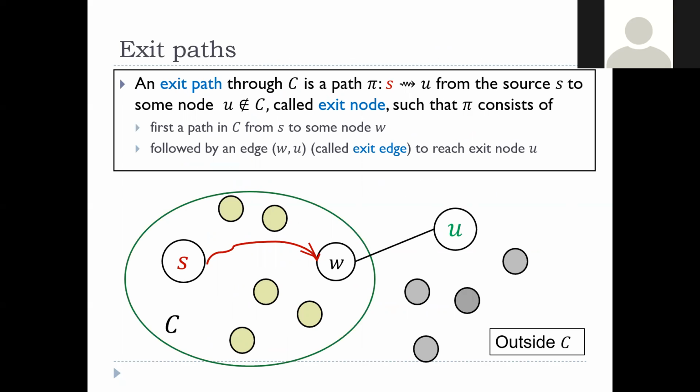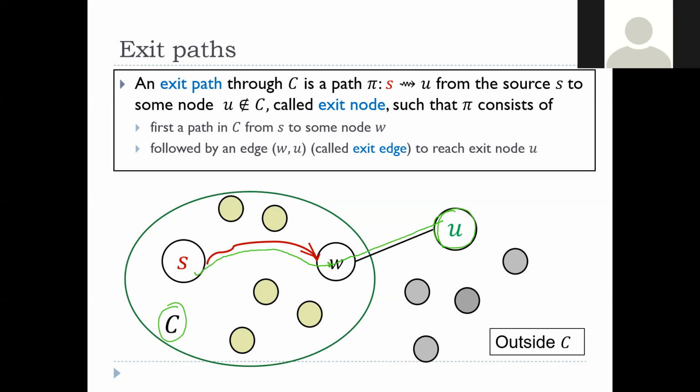An exit path through the current set C is just a path that first stays within the set C, and then takes one edge going out, WU. So this example that I'm drawing here is an exit path. From S, you first go inside only set C to reach a node, in this case W, and then you take one edge to go outside the set C to U. It's called the exit, and U is called the exit node. So basically, this is a node where you leave the set C.